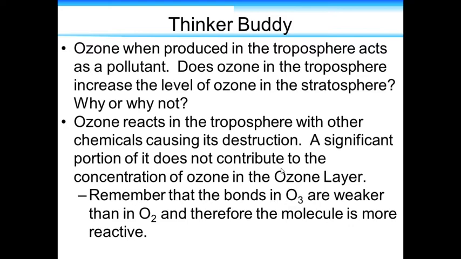And just another note, ozone is easier to break apart. If you recall, the bonds are weaker. We're talking about bonds that are closer to single bonds, not as strong as double bonds. So it takes less to break it apart than in oxygen gas.